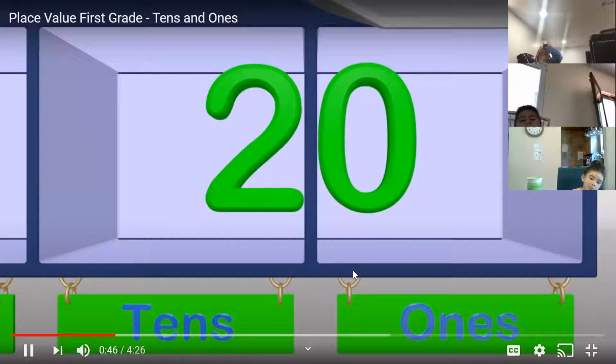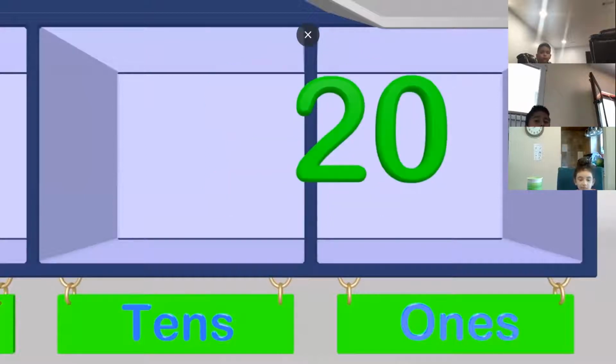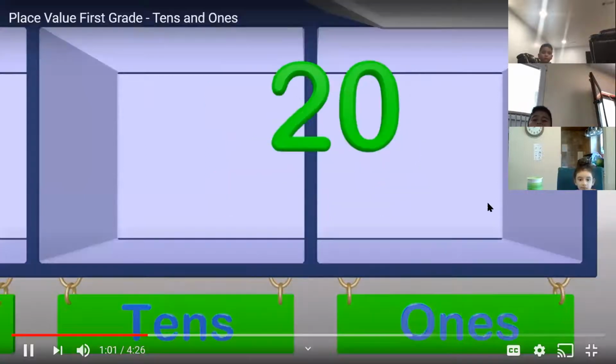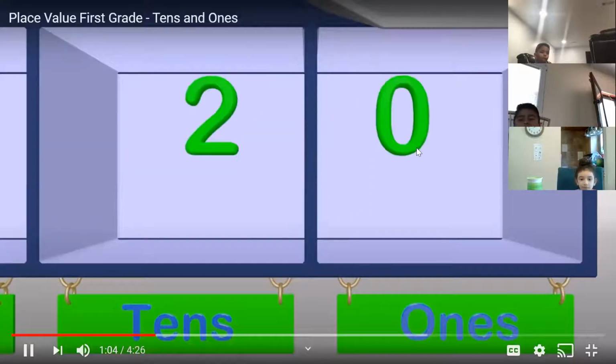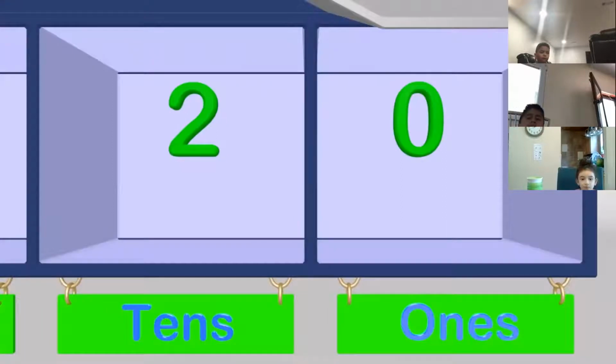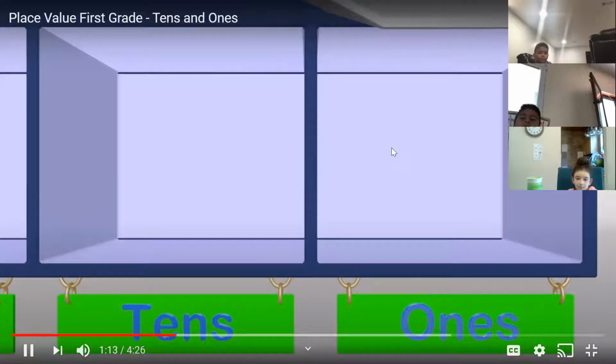You can only have one digit in each square. Number 20. Can you tell me if this number has more than one digit? Yes, the number 20 has 2 digits because the 2 is a digit and the 0 is a digit. Uh-oh, we cannot put both numbers in the ones room. We have to split them into each place. This is still the number 20. We just have the 2 in the tens place and the 0 in the ones place. Now that we have that rule out of the way, let's look at some place value blocks.